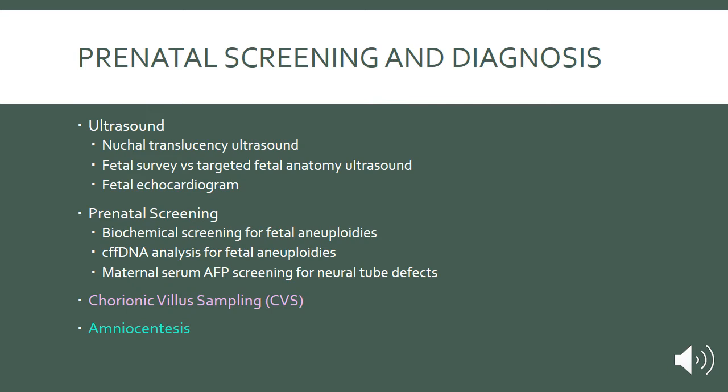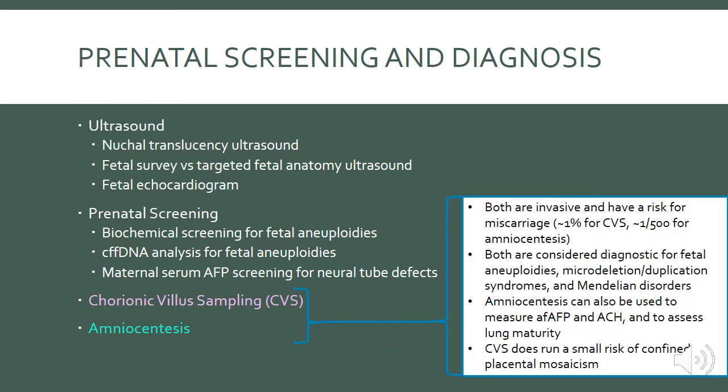And now we're going to hit on CVS and amniocentesis. So these are invasive procedures. They both involve going into the uterine environment to collect a sample, and as a consequence, they do have a risk for miscarriage. Slightly higher with CVS than with amniocentesis. Both of them, though, are considered diagnostic for fetal aneuploidies, for microdeletion syndromes or duplication syndromes, for Mendelian genetic disorders. Both of them, because they're getting a sample that can undergo genetic testing the way you would do with blood in an adult, can diagnose these conditions.